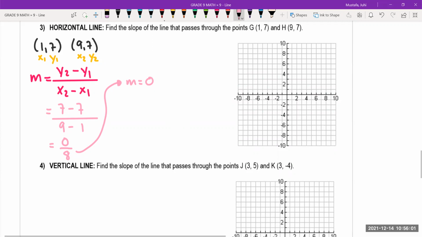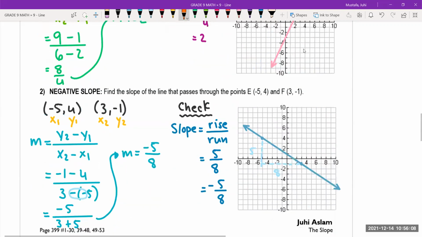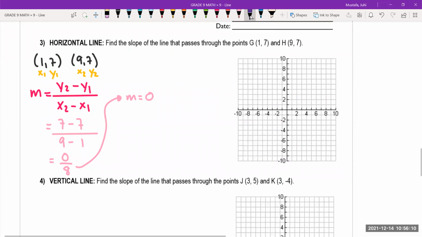Let's confirm this just by drawing out the line. So we're going to have here 1, 7 is up here, 9, 7 is up here, and draw a straight line.